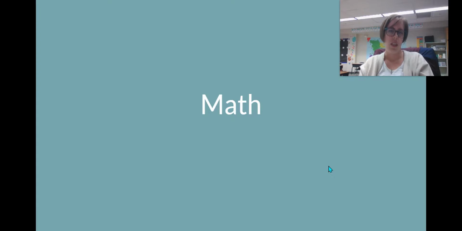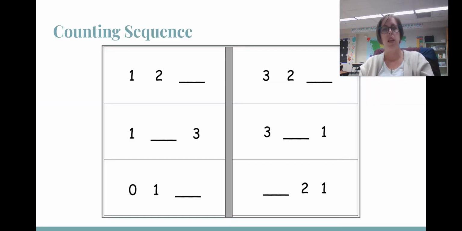Right. Now, on to math. This one's a little shorter. One thing that we have just started working on, it's going to come up a lot, is the counting sequence, figuring out what is my missing number. 1, 2, 3, or 3 something 1. Going forwards, going backwards. Right now, we're working within 3. We will extend next week to 5.